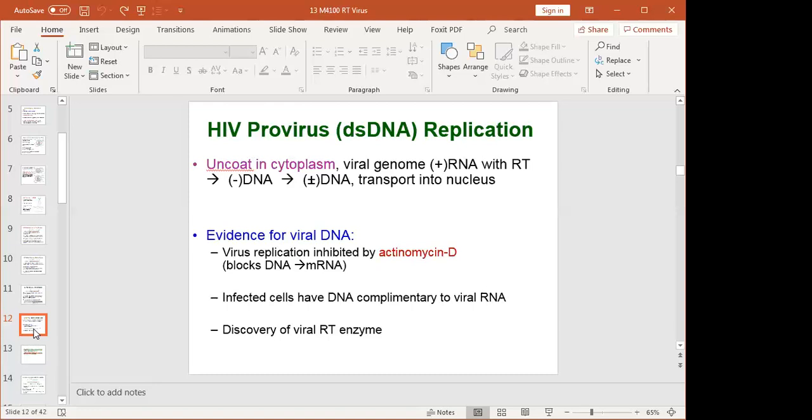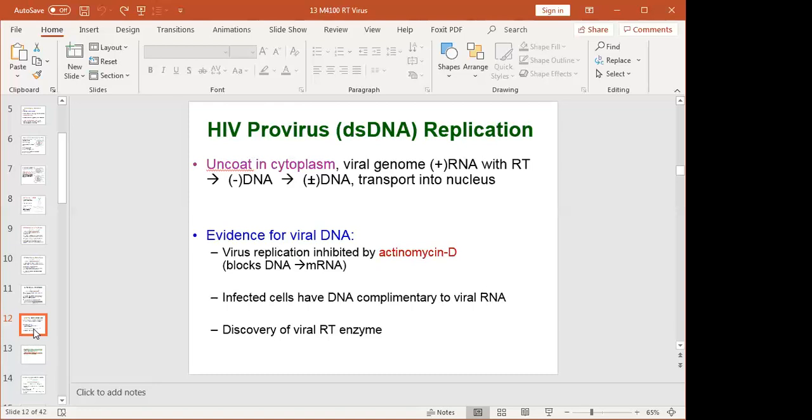And this negative DNA strand will become double-stranded DNA that will then be transported into the host cell nucleus. And at this point, when the viral DNA is in the host cell nucleus, the enzyme integrase cuts the host cell DNA, and the virus will randomly get incorporated into host cell DNA.